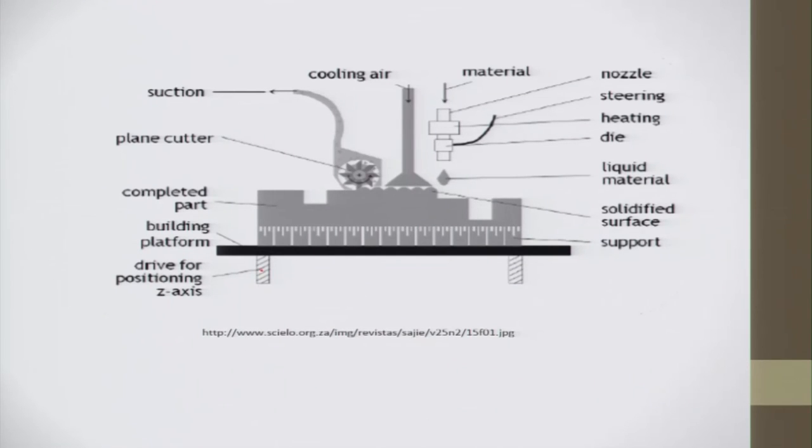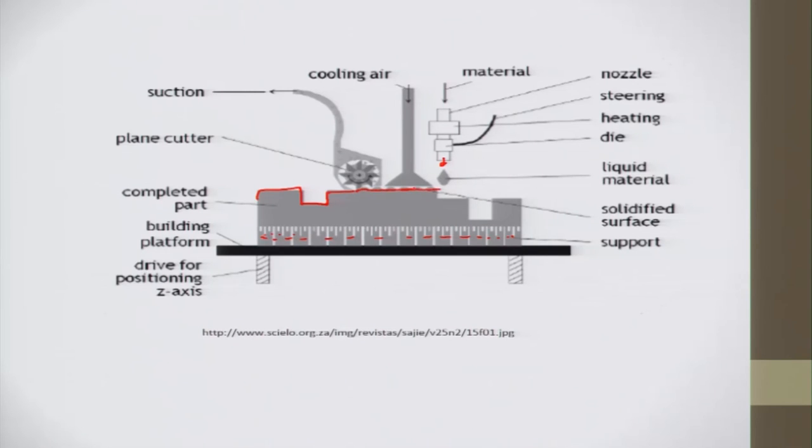This is the z-axis. The z-axis is only moved once the layer is complete, and this is where the cooling air is provided. Material is provided by this nozzle here, and steering is there to move this one, and heating is also done to heat the material to deposit it here. Then a die is there also to let the material pass through. Then liquid material is there, solidified surface is there, then these supports are there to support the object material here. Then building platform, completed part, this is the part that is being produced here.